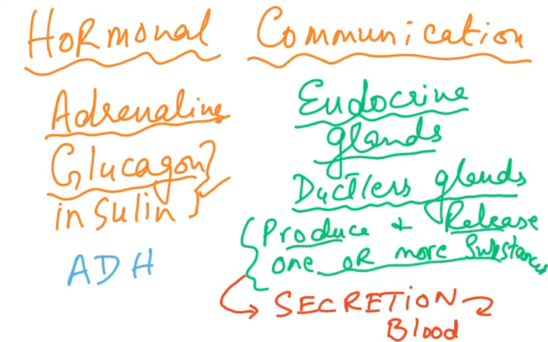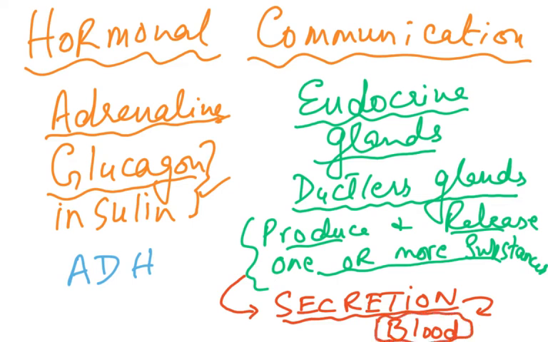they produce and release one or more substances. Like the islets of Langerhans produce insulin, and there are two types of cells there, alpha cells and beta cells. So they produce insulin and glucagon. Now this process of producing and releasing substances is called secretion, and this secretion is going to be thrown into the bloodstream. So the blood is going to be the communicating fluid.